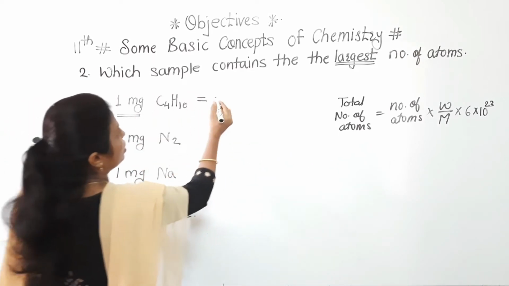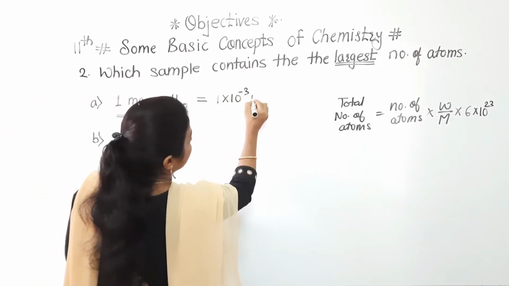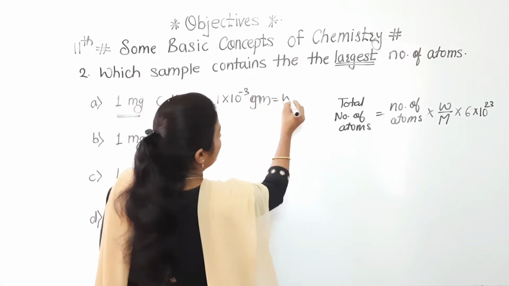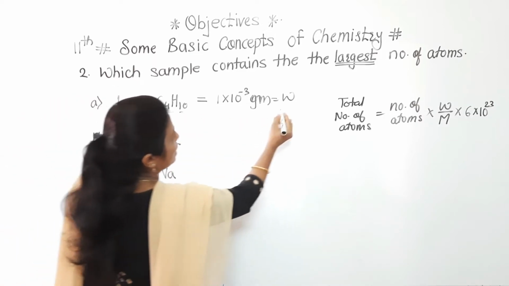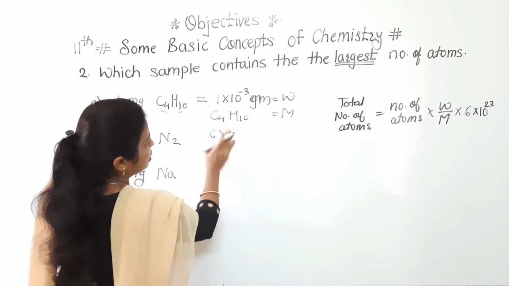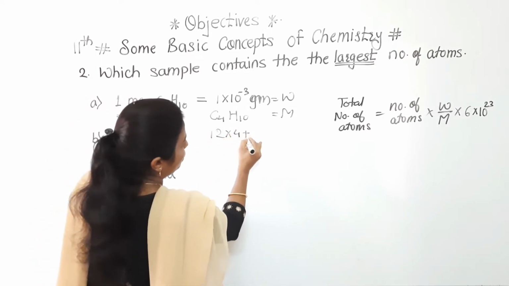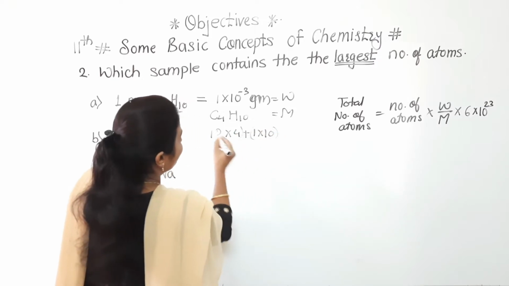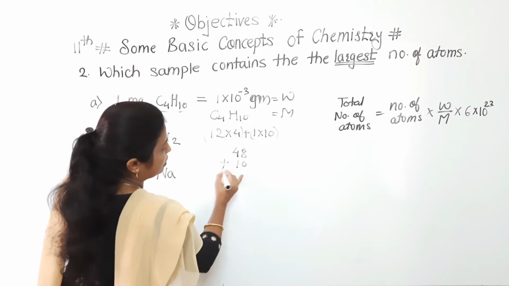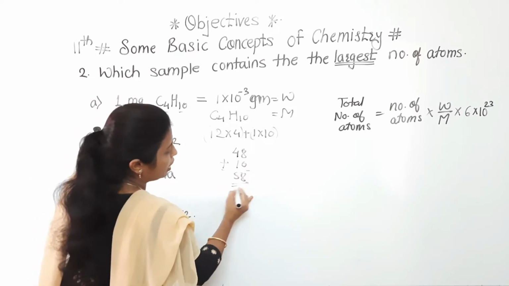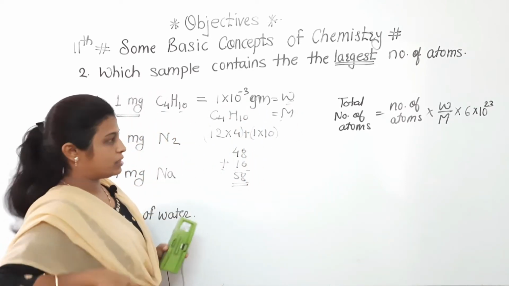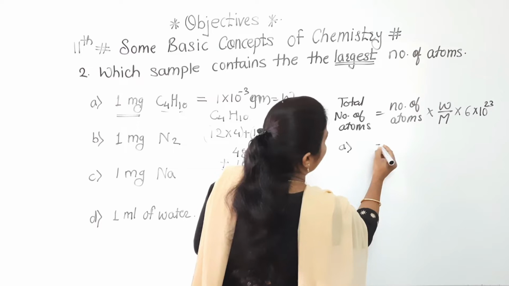Now see, so here 1 into 10 raised to minus 3 gram, okay. So here we got that W, this is the W. What about the molar mass, means M? For that one, C4H10 is there, means C, that is 12 into 4 plus 1 into 10. So 12 4s are 48 plus 10, that will be 58. So molar mass is 58 and mass is 1 into 10 raised to minus 3. So for option A, we are putting all these values.